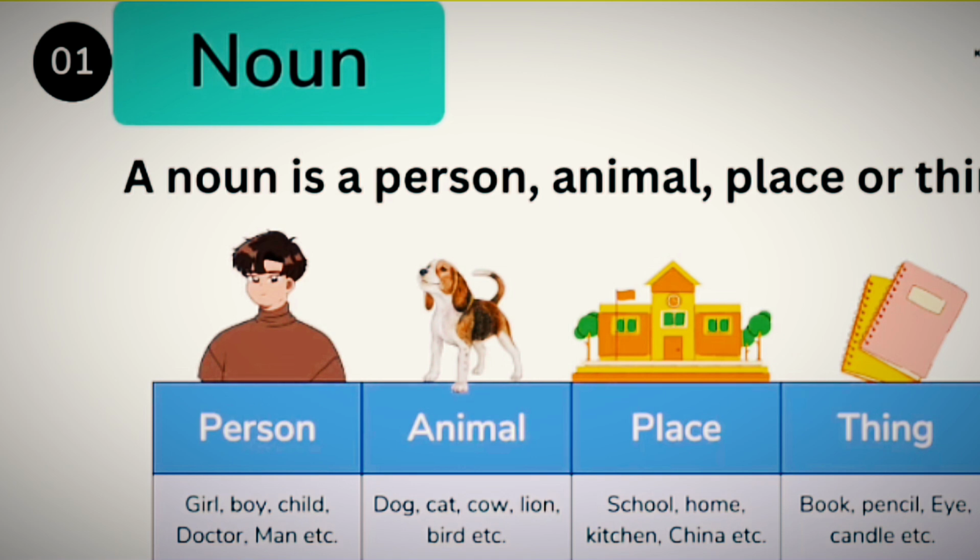Noun. A noun is a person, animal, place, or thing. For example, boy, dog, school, book.